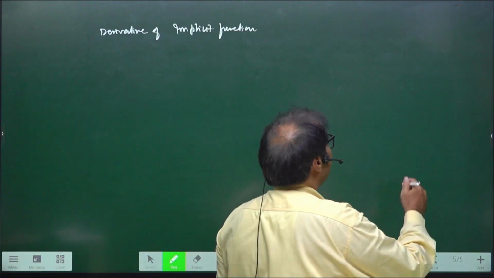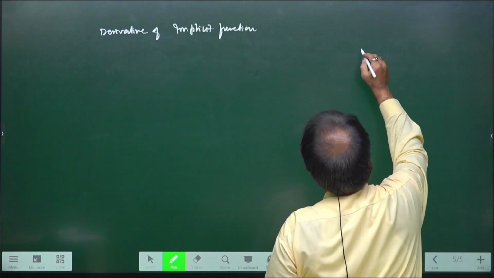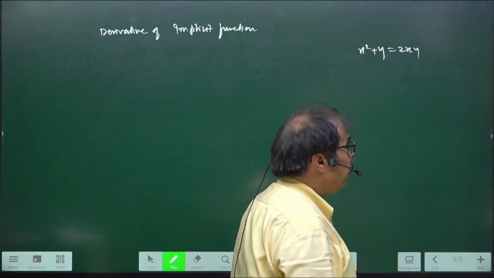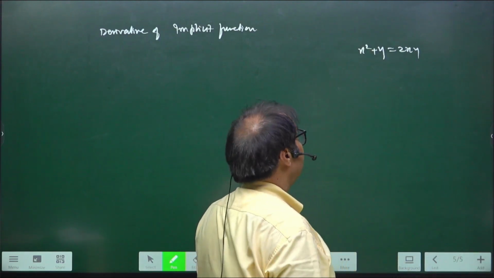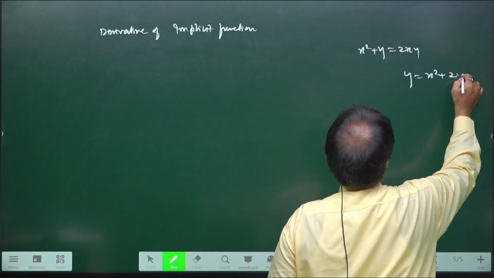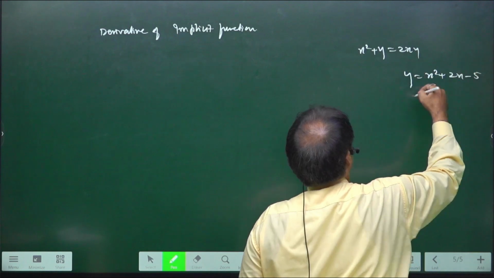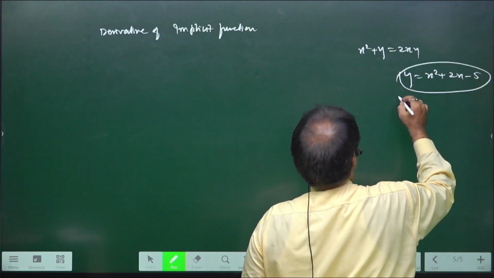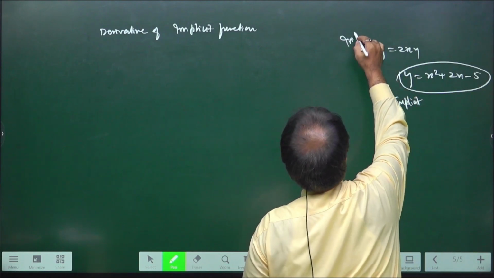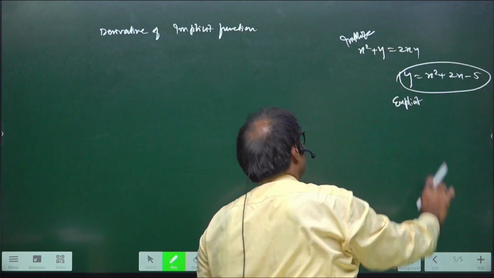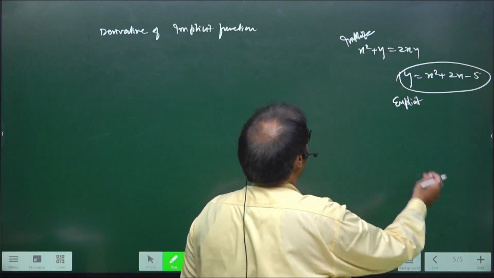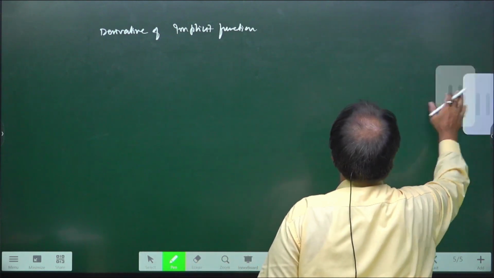So if the question is, suppose it is given that x square plus y is equals to 2xy, this type of function is called implicit function, right? And if the question is given y is equals to x square plus 2x minus 5, this is called explicit function. So whether the function is explicit or implicit, we have to differentiate on both the sides.